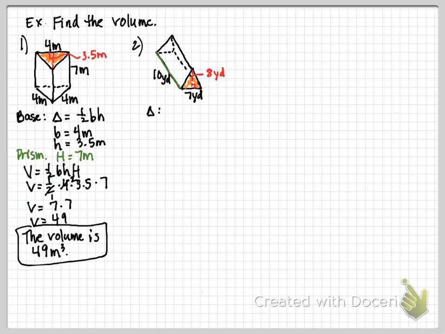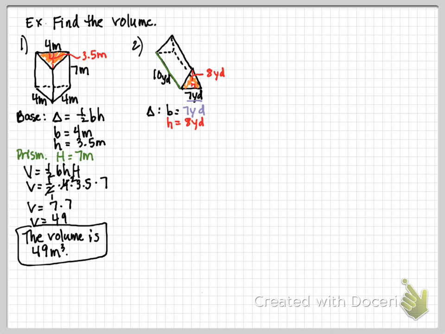And we're going to find its little base. And its little base is going to be the 7. So I'm going to underline him in light purple. So that's the 7 yards. The little h, the height of the triangle, that's going to be the 8 yards.